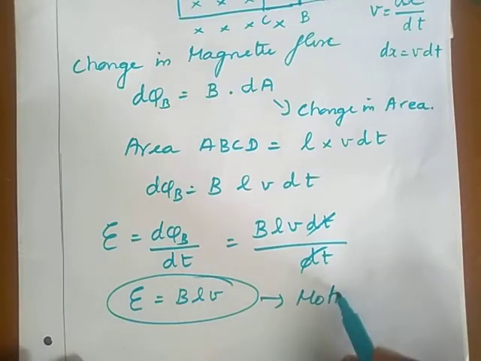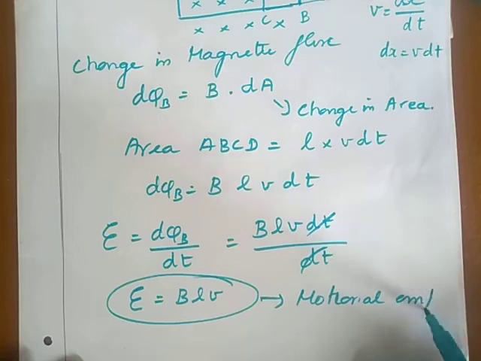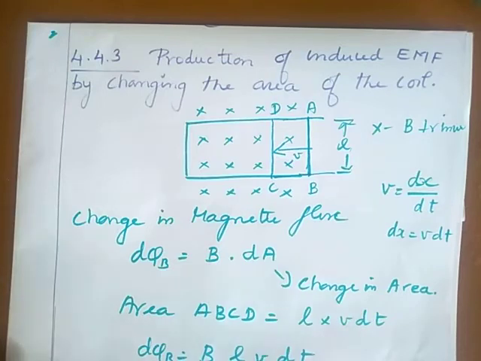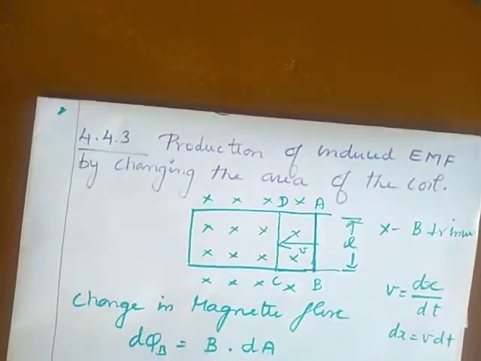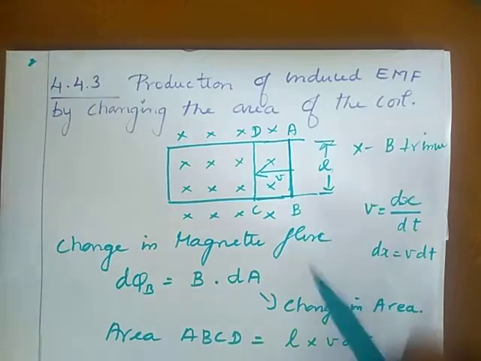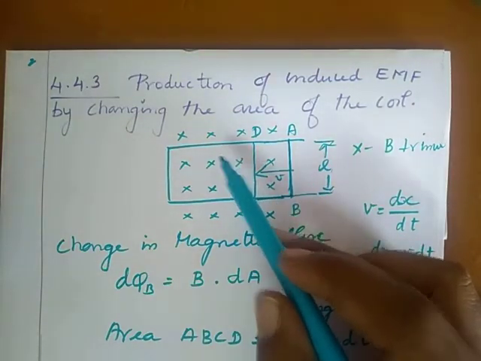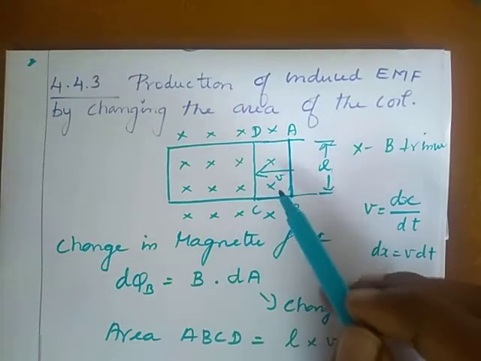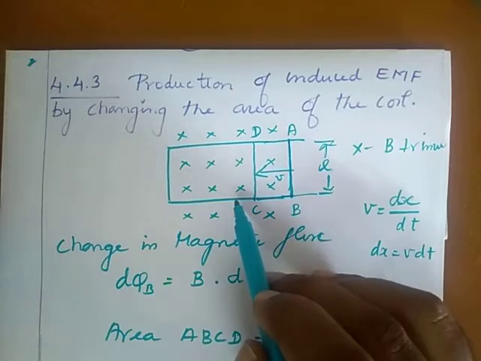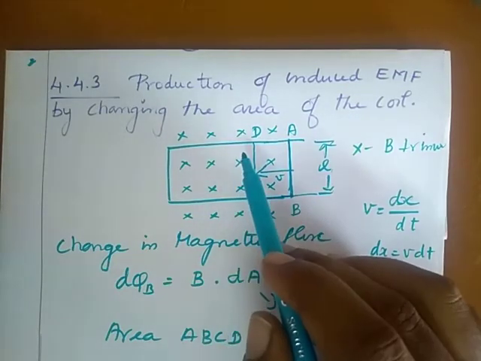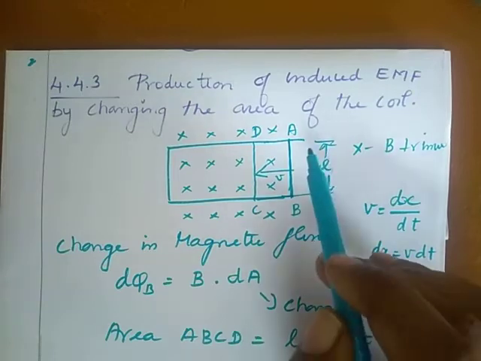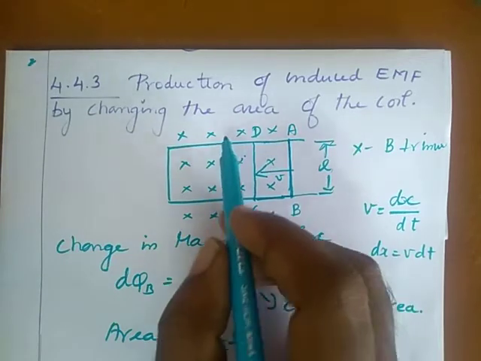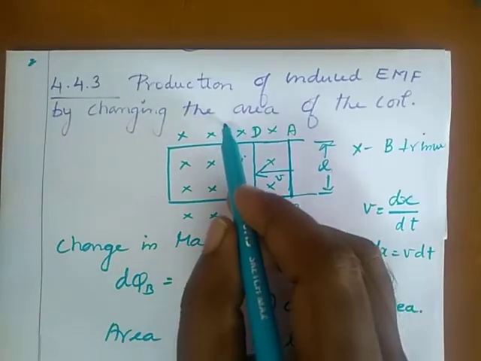Why is it motional EMF? Because it is produced due to the motion of the conductor. Okay, so it is known as motional EMF. Then we know very well, according to Lenz's law, the induced EMF always opposes the cause responsible for its production. Here the cause is the decrease in flux. Okay, here this EMF opposes the cause, that means it will increase the flux. In order to increase the flux, the current flows in the clockwise direction.